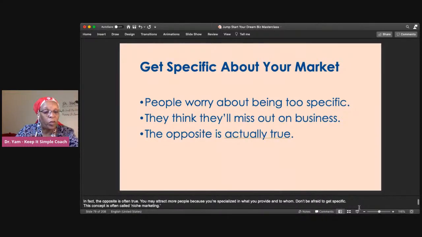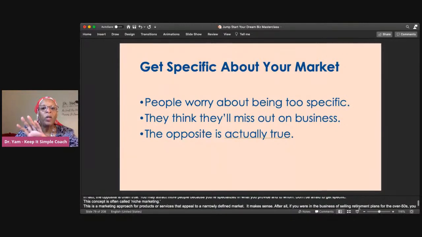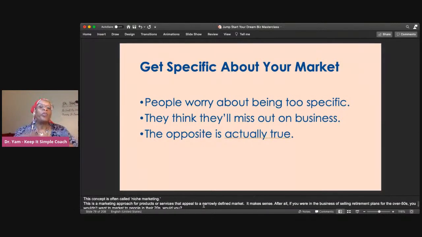The more specific you are, the more you're going to attract those specific customers. Niche marketing is what we're calling it. Okay. So don't get caught up in thinking that you don't know the numbers, and that's why the research is really important. So when you're thinking about marketing, and we'll get into more details, but just at a high level, your products and your services are what are appealing to that narrow defined market.